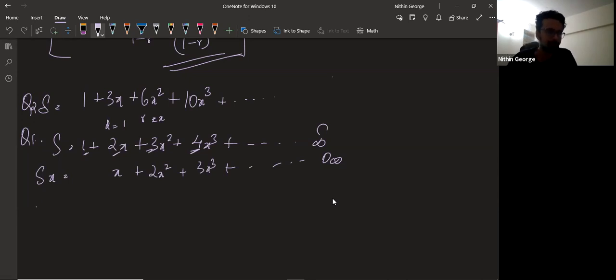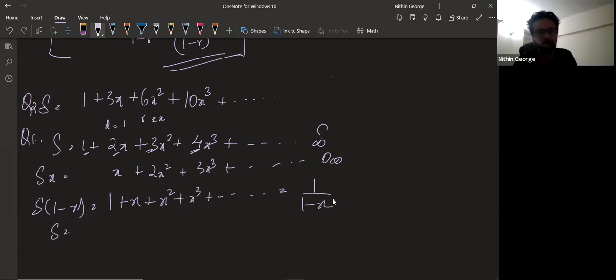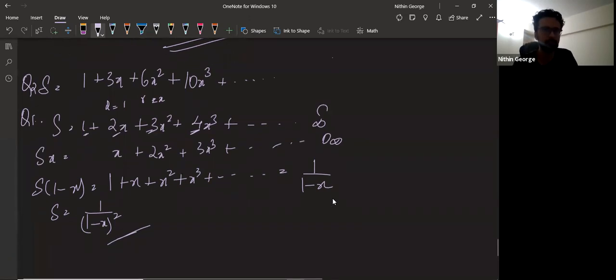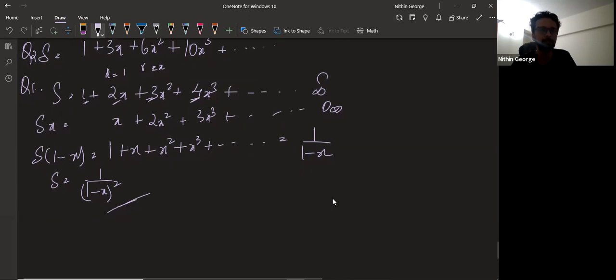What's the answer you're getting? What is there to do here? S is equal to... there's nothing to do here. It's just a two-step problem. I hope all of you got this. This sum will be equal to 1 by 1 minus x square. Do the second question.